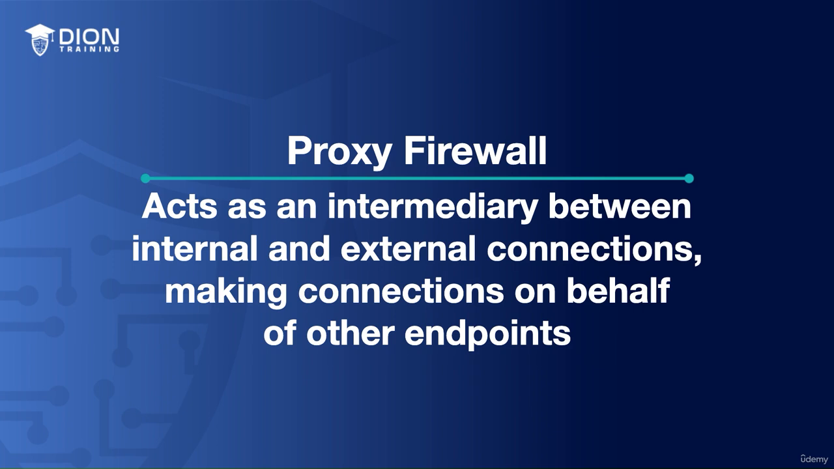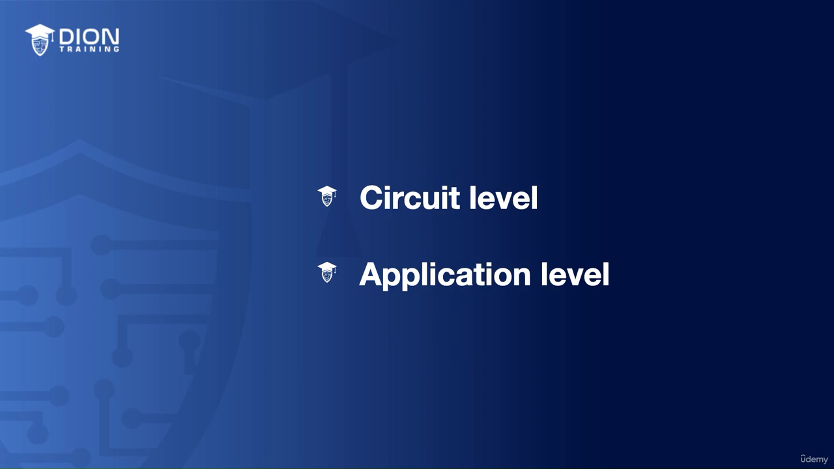Now, a proxy firewall is our third type we're going to talk about. And a proxy firewall is going to be placed between an internal or external connection in a network, and it's going to make connections on behalf of your other endpoints. Now, there are two types of proxy firewalls. These are known as a circuit level or an application level proxy firewall.